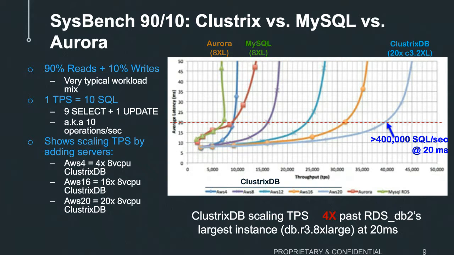So as a quick overview here, we took the largest instance available on Amazon when we did this benchmark, 32 cores, which is called an x-large. All of them kind of hang out in the same place: 32 cores of Aurora, 32 cores of MySQL, or 4 nodes of 8 cores of Clustrix. They all hit the 20 millisecond latency right around 90,000 TPS. The example here has 10 SQL statements in it. It's a 90-10 workload: 9 reads, 1 write.